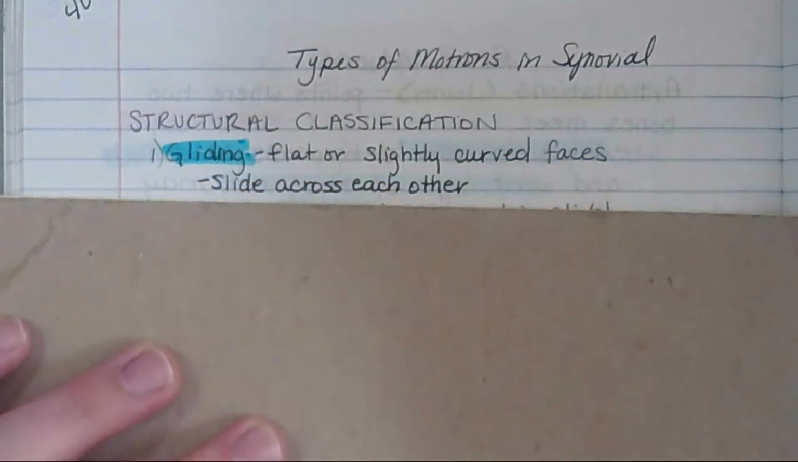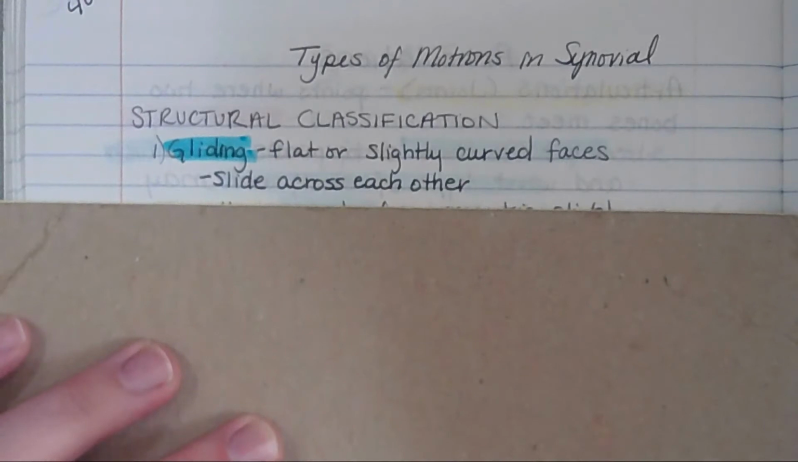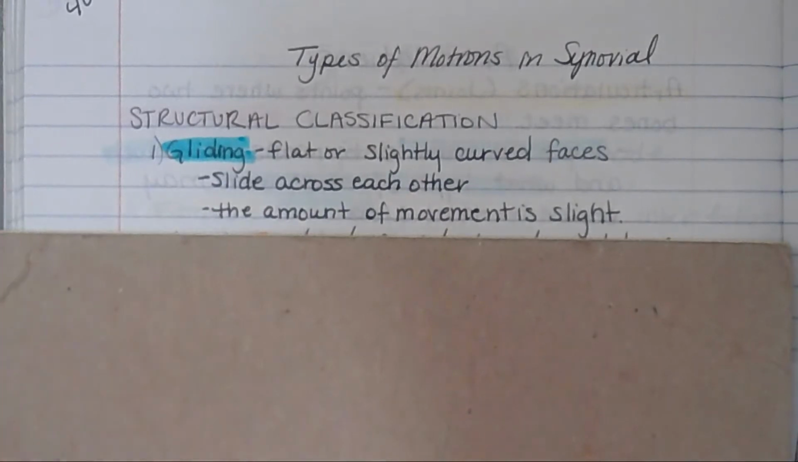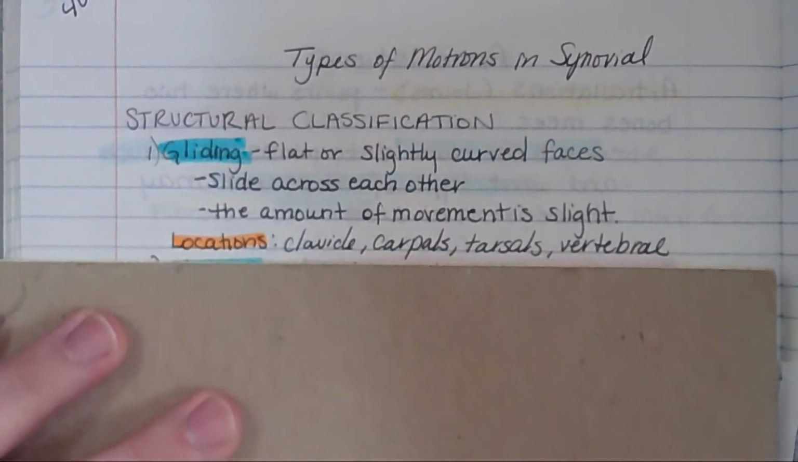Okay? All right, so our first type that we're going to be looking at in terms of structural classification is a gliding joint. A gliding joint is one where it's going to be flat, or you're going to have slightly curved surfaces that roll on top of each other, or slide across each other. So with these types of joints that are gliding, the amount of movement is extremely slight. We're talking tiny little bits of motion. And by talking about tiny little bits of motion here, we're actually going to have instances where a little bit of motion will start to compound, right? And you'll get a larger overall area of motion.